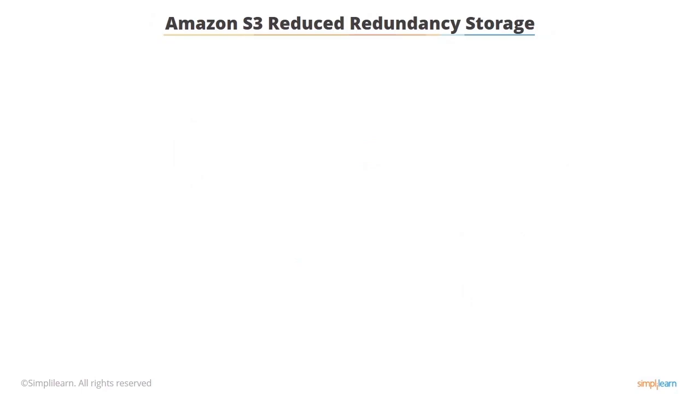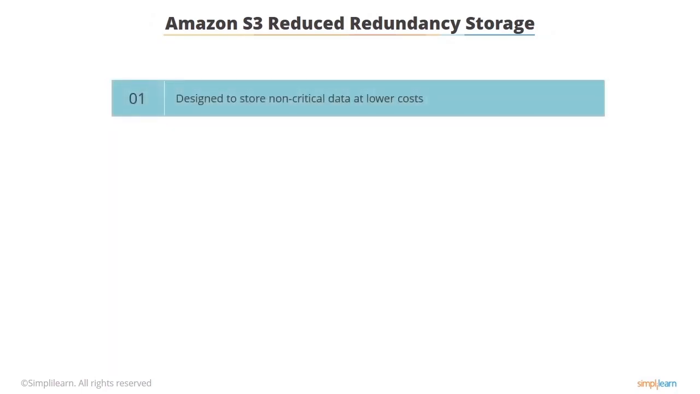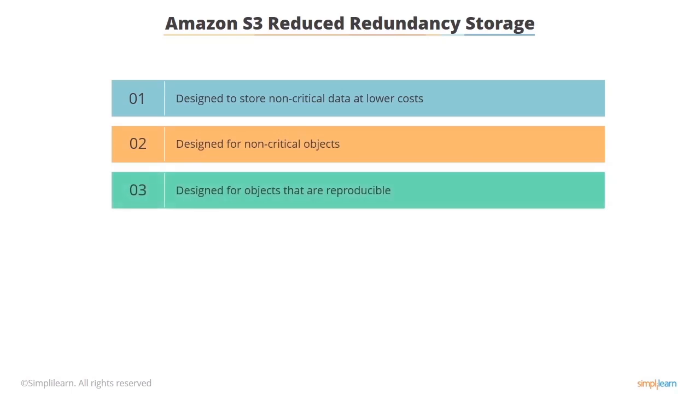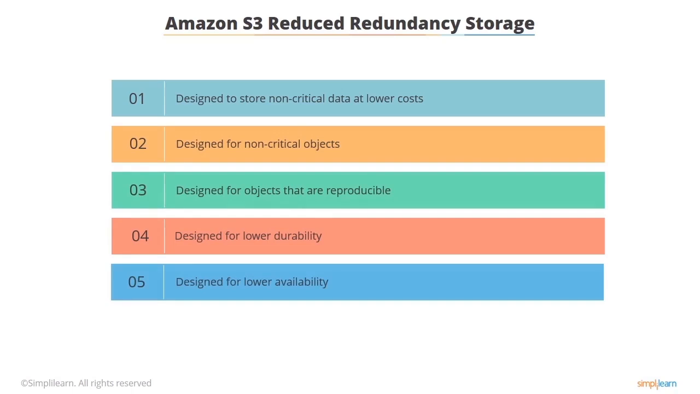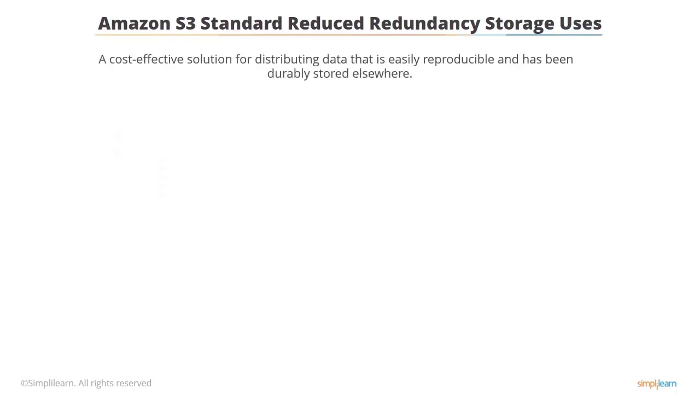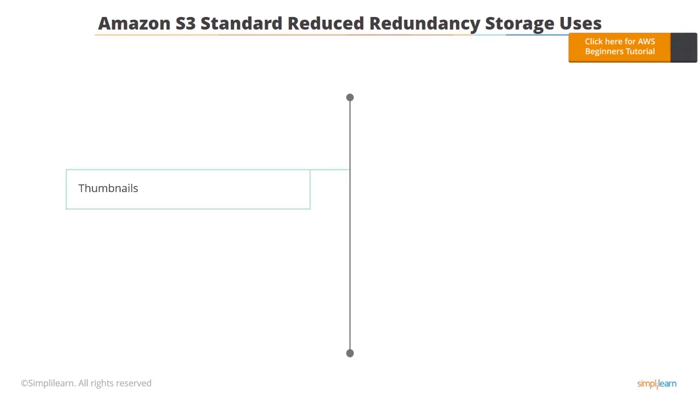Reduced redundancy storage is a storage option that enables you to reduce your costs by storing non-critical reproducible data at lower levels of redundancy than Amazon's existing S3 Standard storage. So it's designed for non-critical or reproducible objects where you can cope with lower durability and lower availability. Reduced redundancy storage provides a cost-effective solution for distributing or sharing data that's been durably stored elsewhere. Or it's great for storing thumbnails, transcoded media, or other processed data that can be easily reproduced.